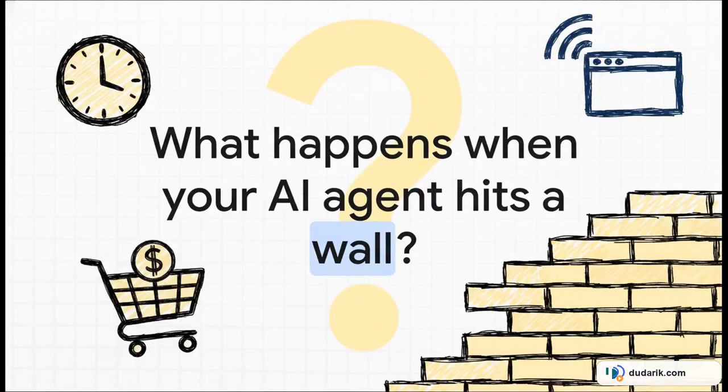So let's just start with the main problem, right? You've got this super powerful AI agent, but what happens when it needs to know something that just happened, or check the current price of a new gadget? Well, it hits a wall, a big one.